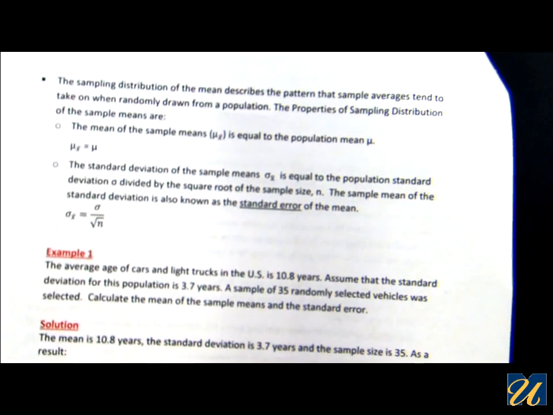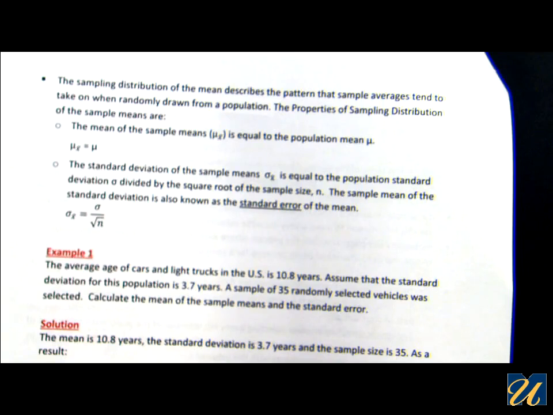The sampling distribution of the mean describes the pattern that sample averages tend to take on when randomly drawn from a population. The properties of the sampling distribution of the sample means are the following. Once again, the sampling distribution is basically the distribution of means of multiple samples taken from a population. We need to know the properties very, very well. The mean of the sample means, we use the symbol mu x bar, is equal to the population mean mu, so mu x bar is equal to mu.